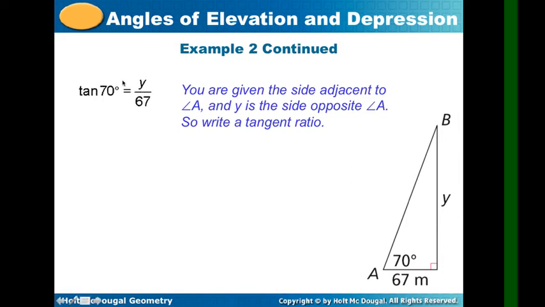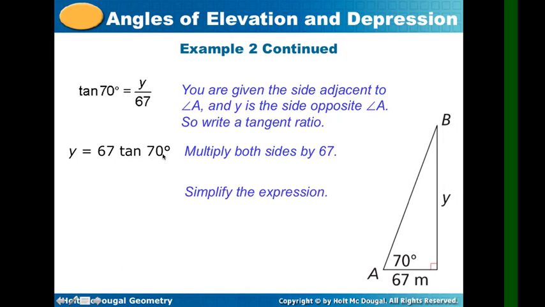So, we have tangent 70 degrees equals y over 67. Okay? Now, cross-multiply the two. Multiply both sides by 67 or cross-multiply. So you will have 67 tangent 70 degrees. And using your calculator, just type 67 tangent 70 degrees. Simplify the expression and you will get 184 meters.